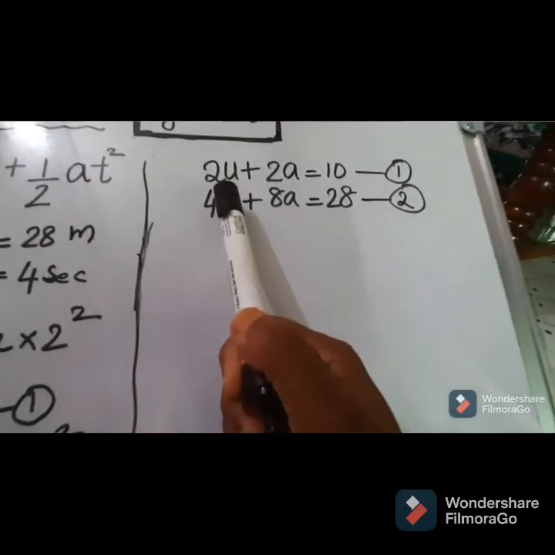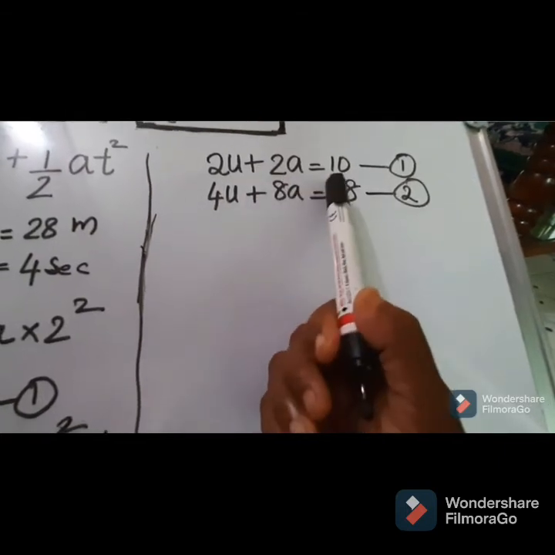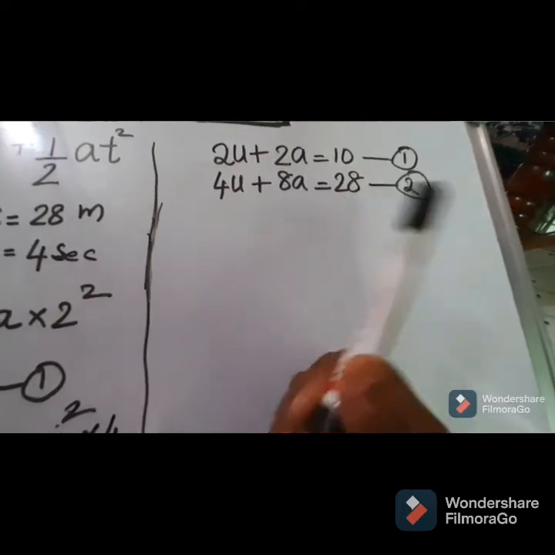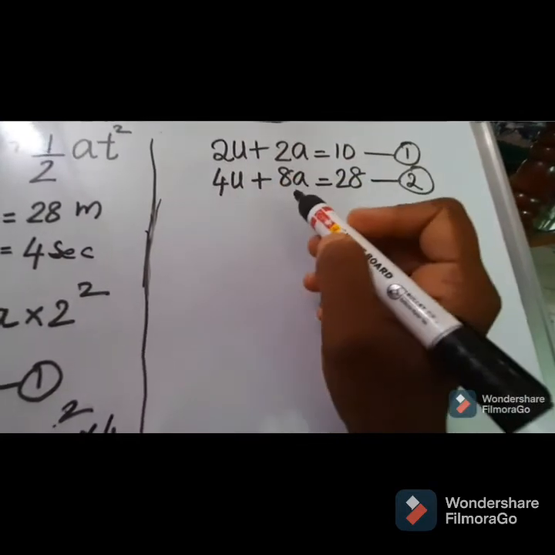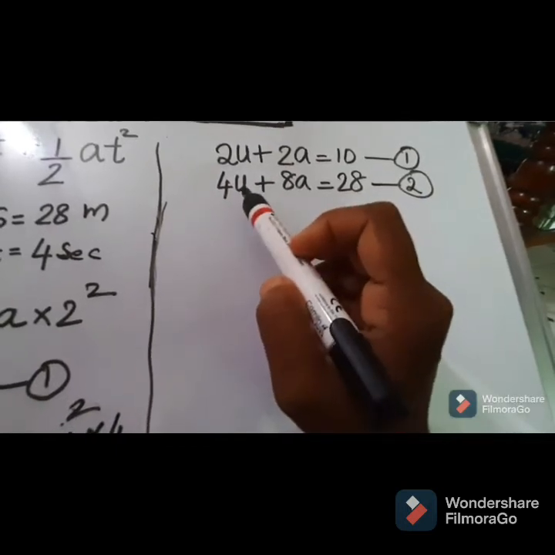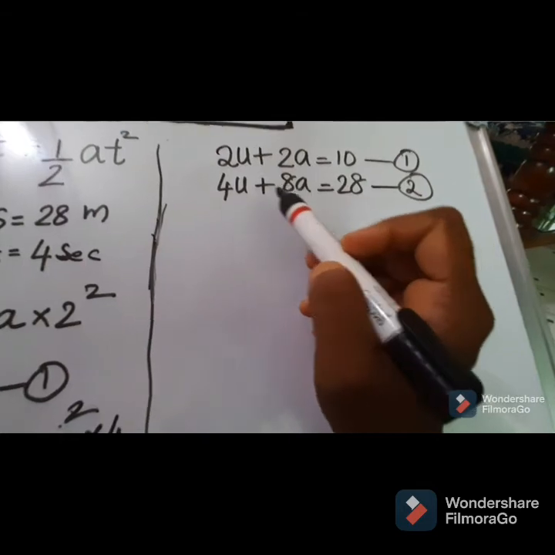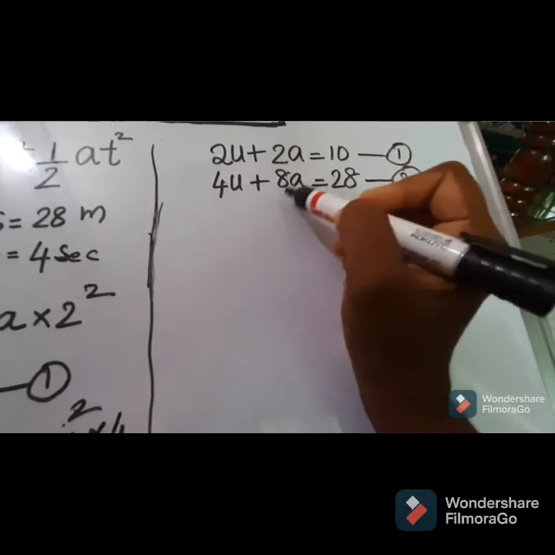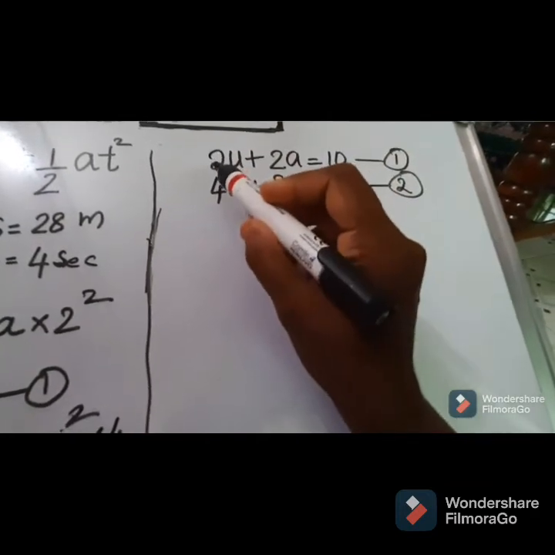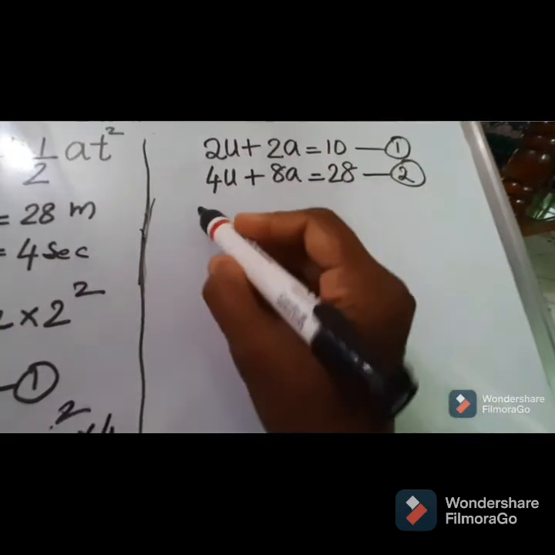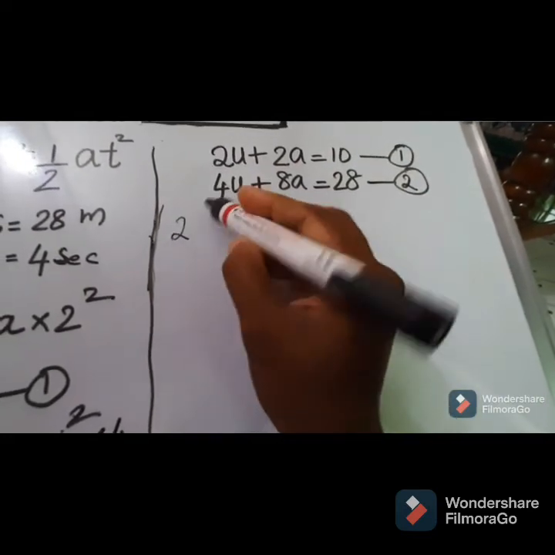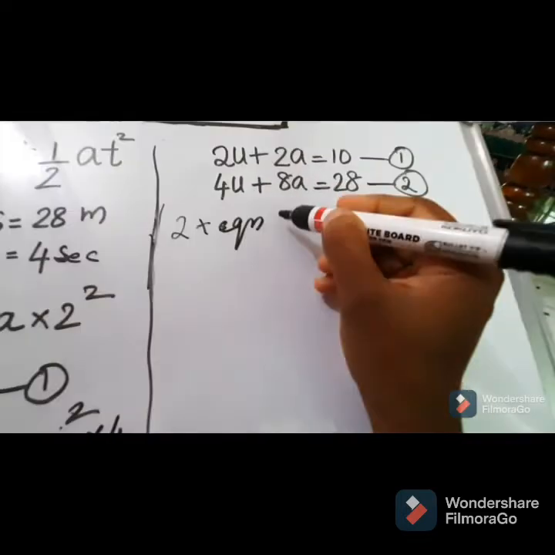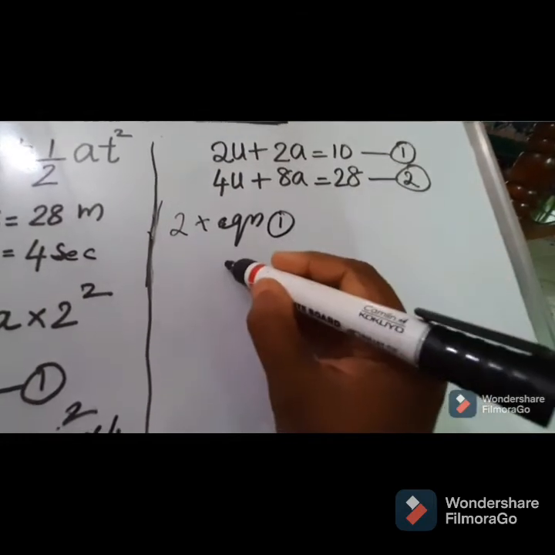Now I write that equation. 2u plus 2a equal to 10. 4u plus 8a equal to 28. Now we want to solve. That means we want to find the value of u and a. For that, we want to make this coefficient the same. This is a small number, so we can multiply by 2. So we can multiply 2 into equation 1.